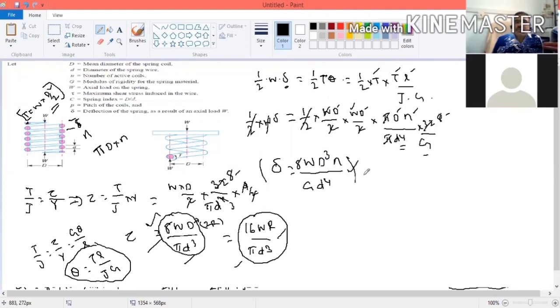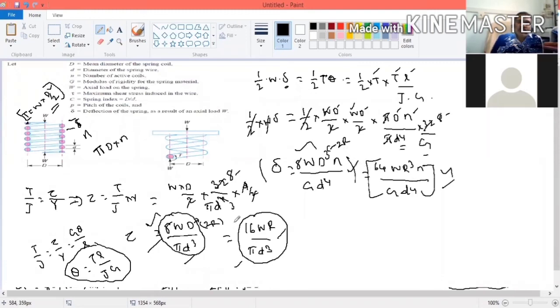In this equation, if you substitute diameter is equal to 2R, then 2 cube R cube. What is 2 cube? 2 cube is 8. Here one 8 we have. Then the equation will be 64 W R cube N divided by G D power 4. So in some books it is given like this. Whatever you want you can use. Delta is equal to 8 W D cube N by G D power 4, otherwise 64 W R cube N by G D power 4. So this is the equation for delta.